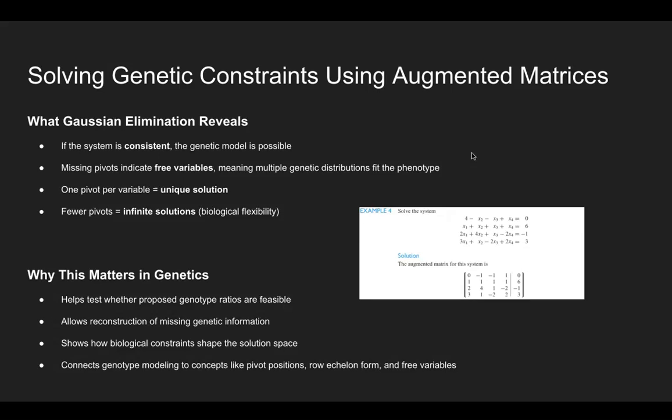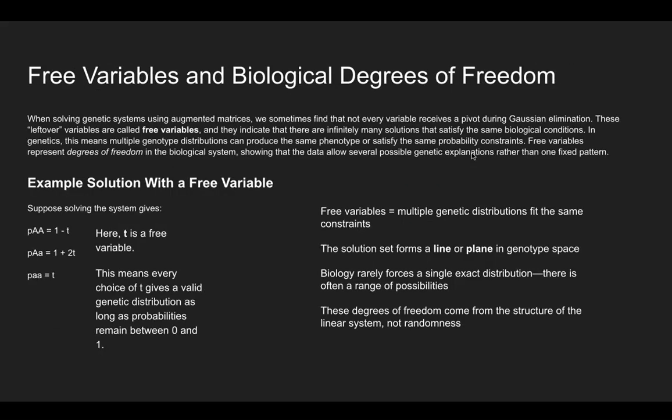Why this matters in genetics: it helps test whether proposed genotype ratios are feasible, allows reconstruction of missing genetic information, shows how biological constraints shape the solution space, and connects genotype modeling to concepts like pivot positions, row echelon form, and free variables. Free variables and biological degrees of freedom.